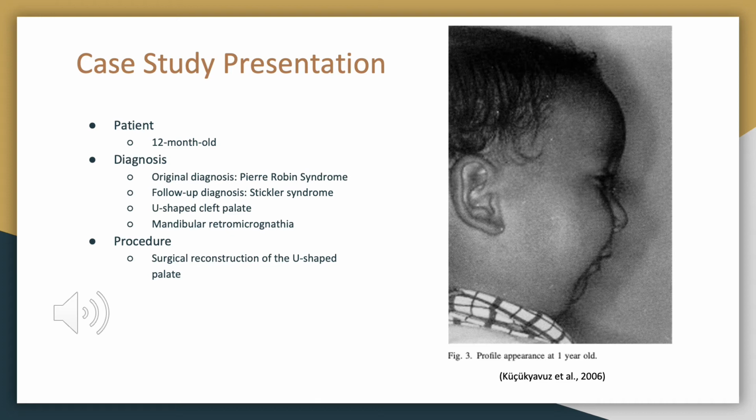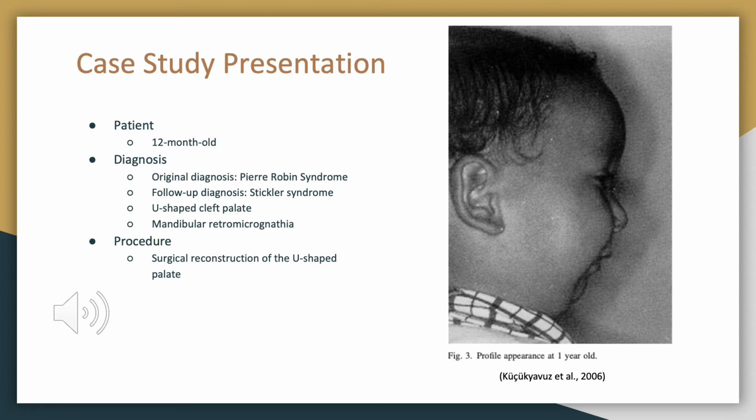Okay. For this case study presentation, we'll be looking at the anesthetic management of a patient with micrognathia, also known as mandibular hypoplasia. As we noted earlier, Stickler syndrome is amongst the numerous congenital diseases associated with craniofacial abnormalities. So getting into it, the patient is 12 months old with an unspecified gender. The original diagnosis for this patient was Pierre-Robin syndrome.